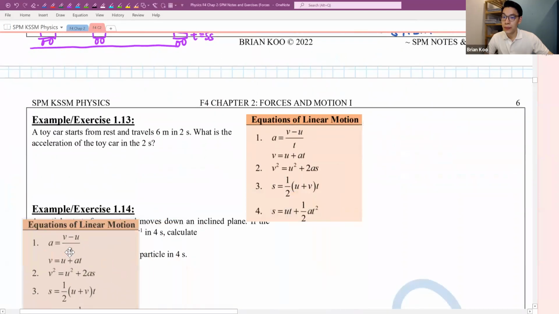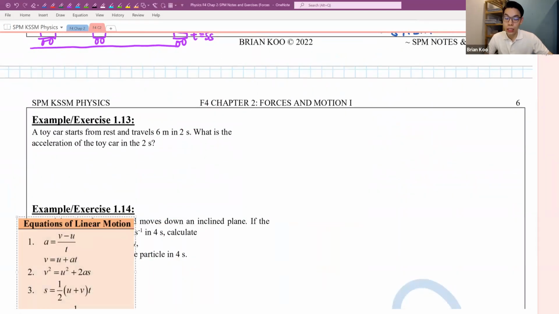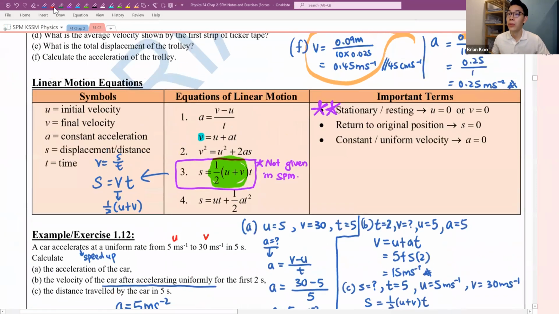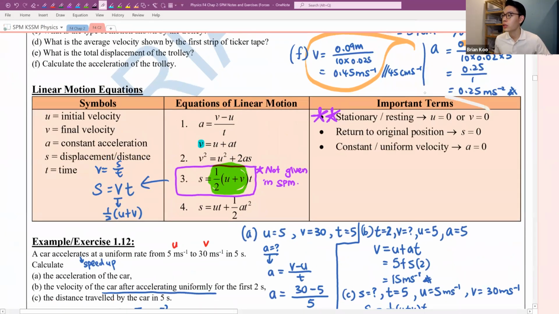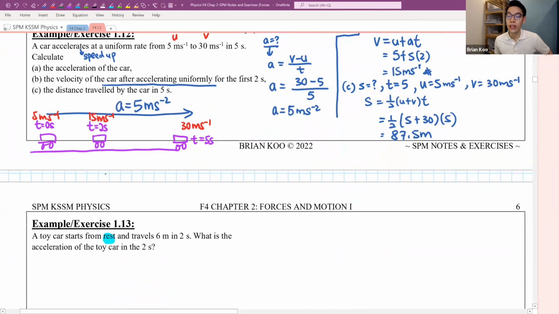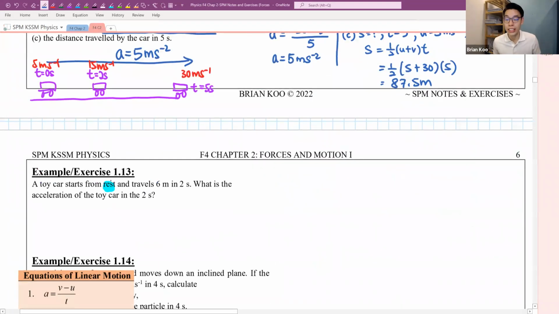Right, next question. 1.13. Toy car starts from rest. Rest is a very important keyword, right? Remember just now, you look at this table, I wrote here some important terms that you should know, especially the double star ones. Resting, stationary, they like to use rest. Rest means velocity 0. Starts from rest means at the beginning, it is resting.